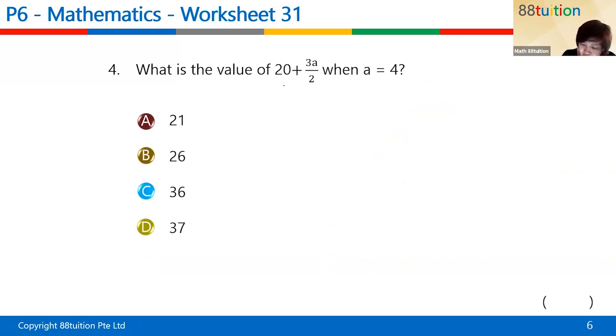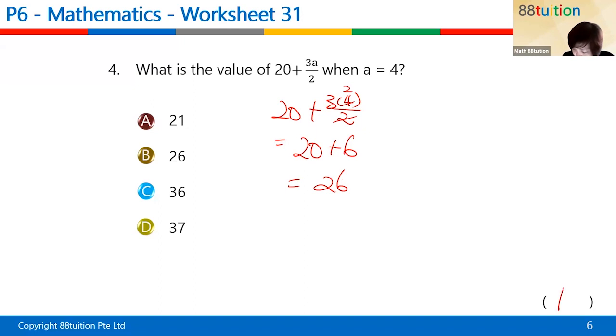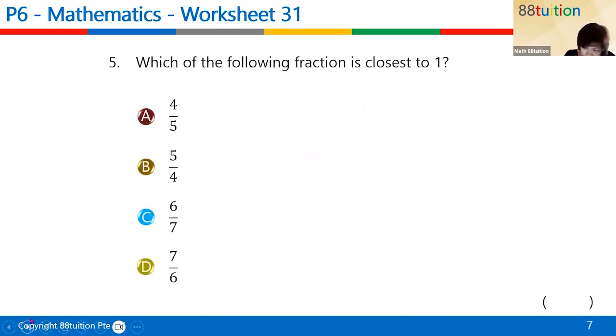What is the value of 20 plus 3A over 2 is equals to 6? So you get 26 for this. Okay? This is a question where a few, not all, got it wrong. Okay, next one.